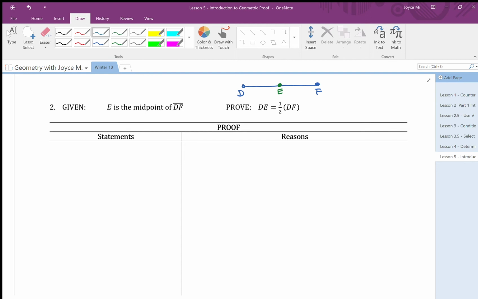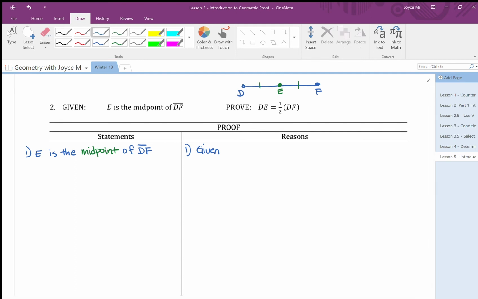I'm going to write down a given. 1. E is the midpoint of DF. The keyword here is midpoint. Okay, this is given to me. Well, what do we know about a midpoint? By definition, a midpoint divides a segment into equal parts. So since E is the midpoint, this tells me that this part has to equal the other part. That's what midpoint means.